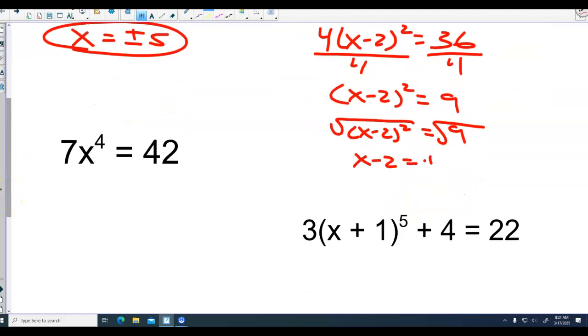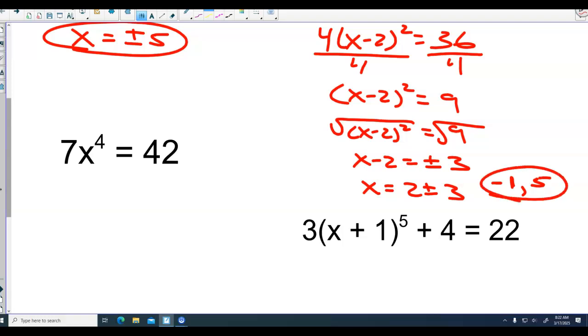x minus 2 equals plus or minus 3. And then we add 2 to the other side. If you can do this problem, don't leave it as 2 plus or minus 3. 2 minus 3 is negative 1. 2 plus 3 is 5. And both are answers. And get in this habit because it's going to be important later on.